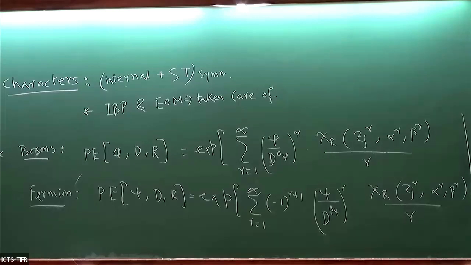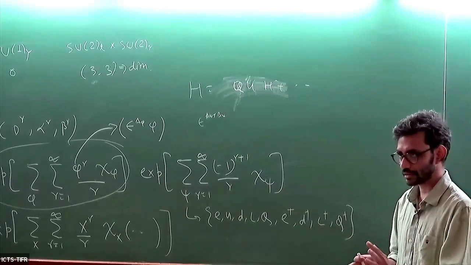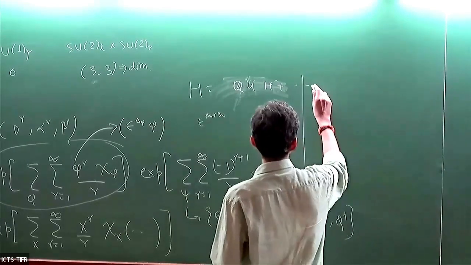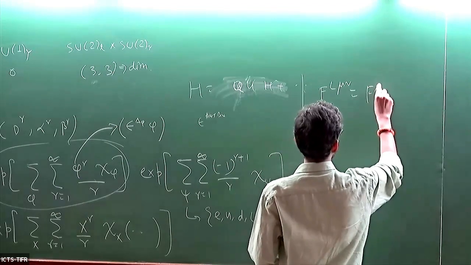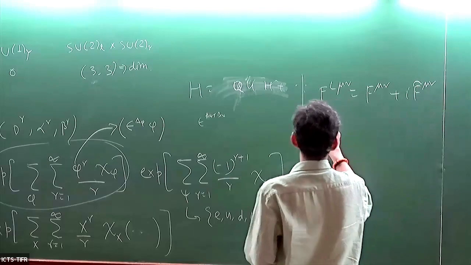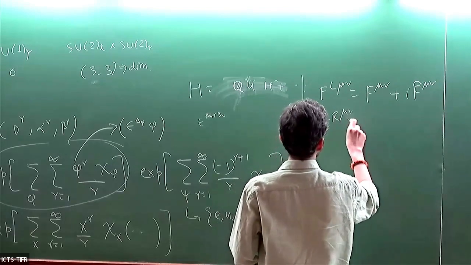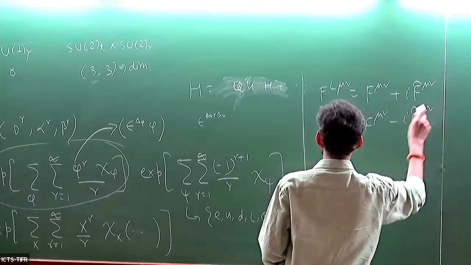No, the CP character will automatically be there. The reason is that we are working in SU(2)L cross SU(2)R, right? So you have L and R. So what is the definition of this thing? F_L mu nu is basically your F mu nu plus i F tilde mu nu, and F_R mu nu is F mu nu minus i F tilde mu nu.